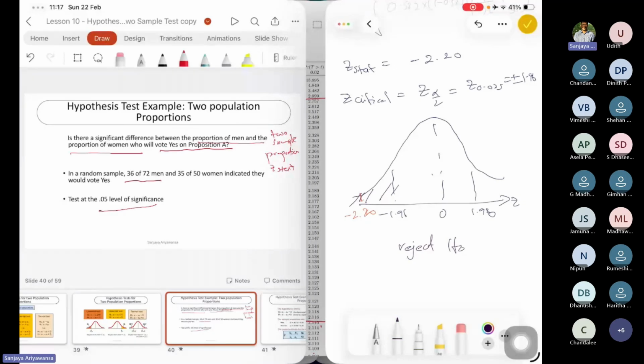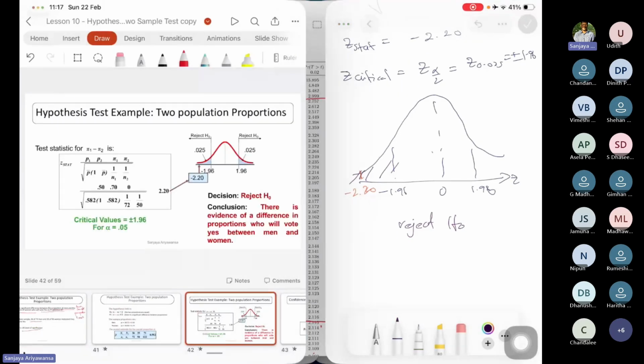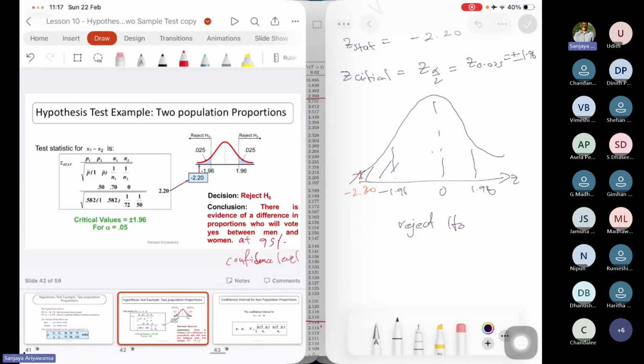And what is the conclusion? That there is evidence of a difference in the proportion who will vote yes between men and women. So that's the answer. But at what level? At 95% confidence level. And that is critical to understand.